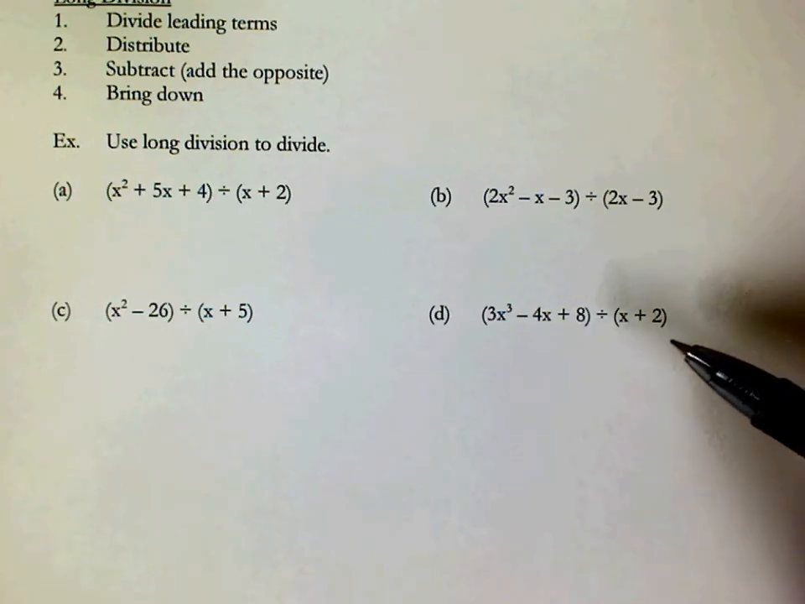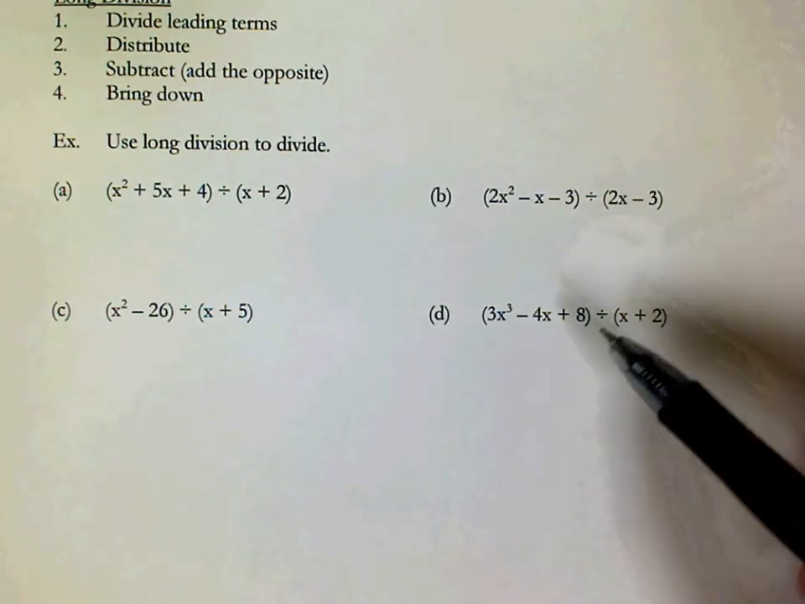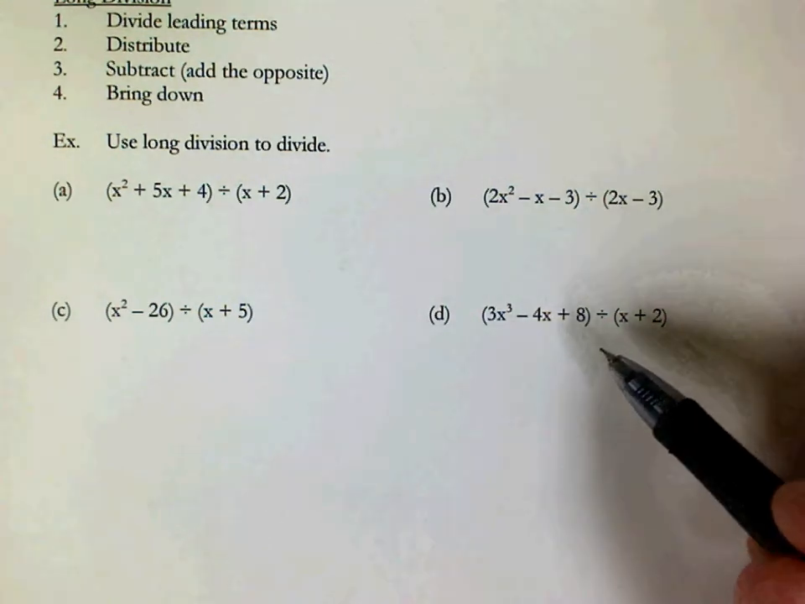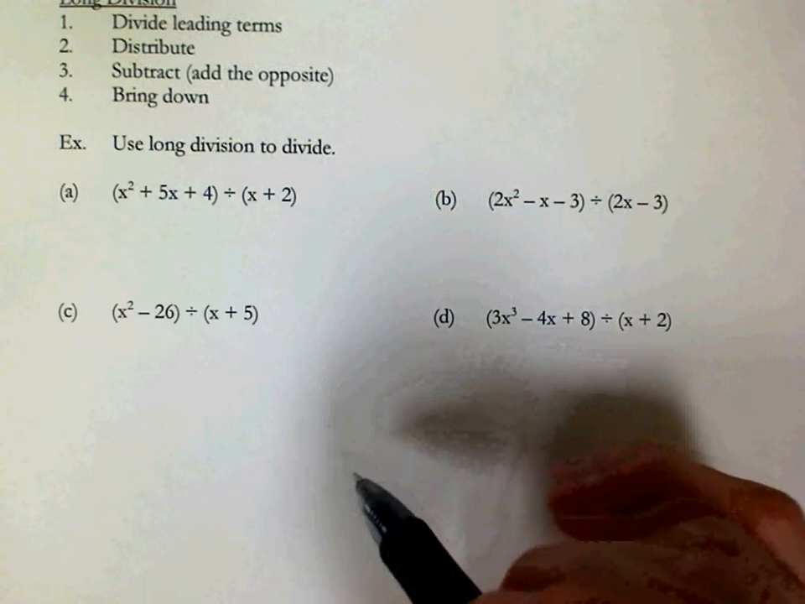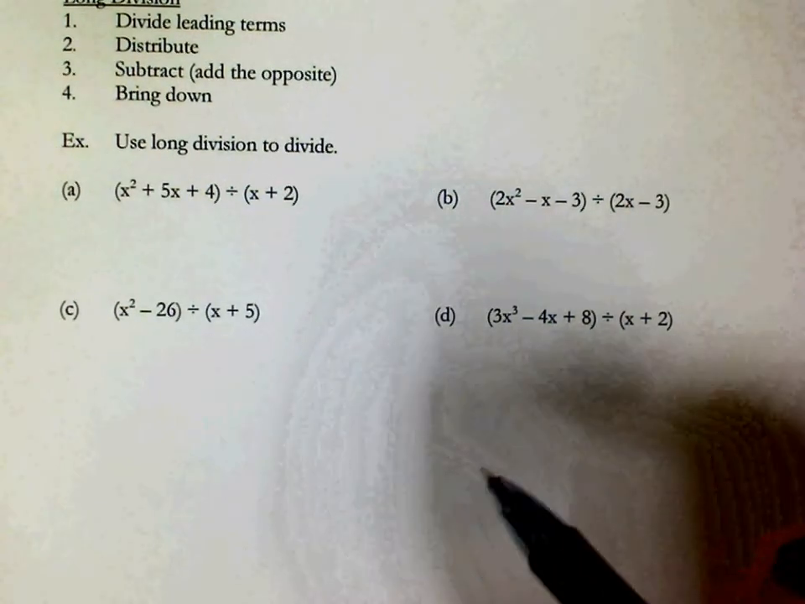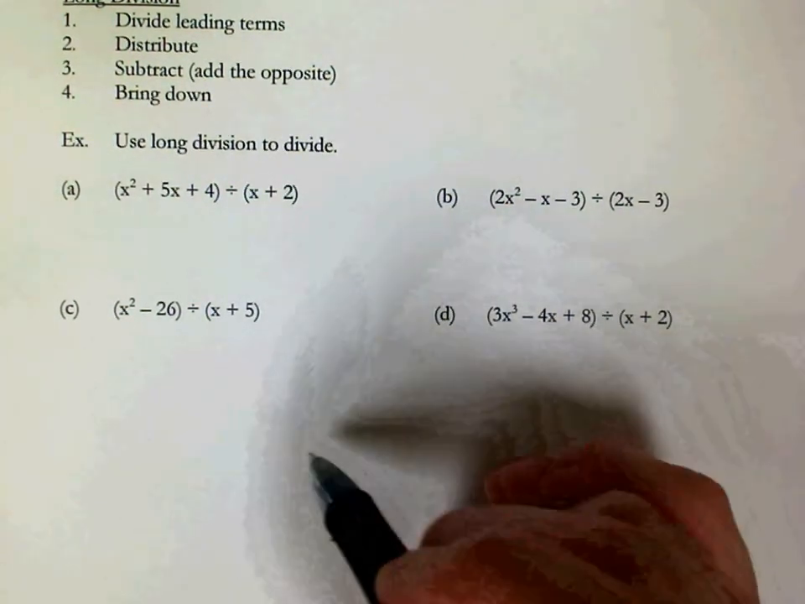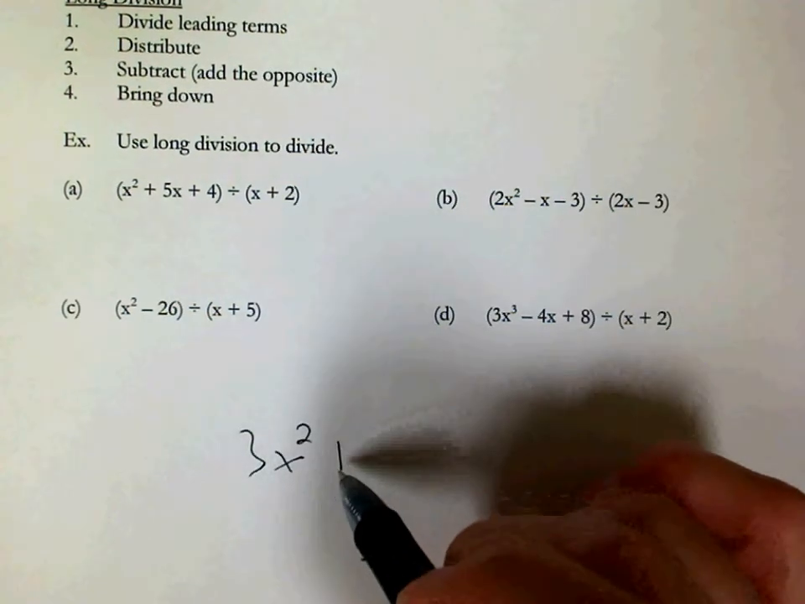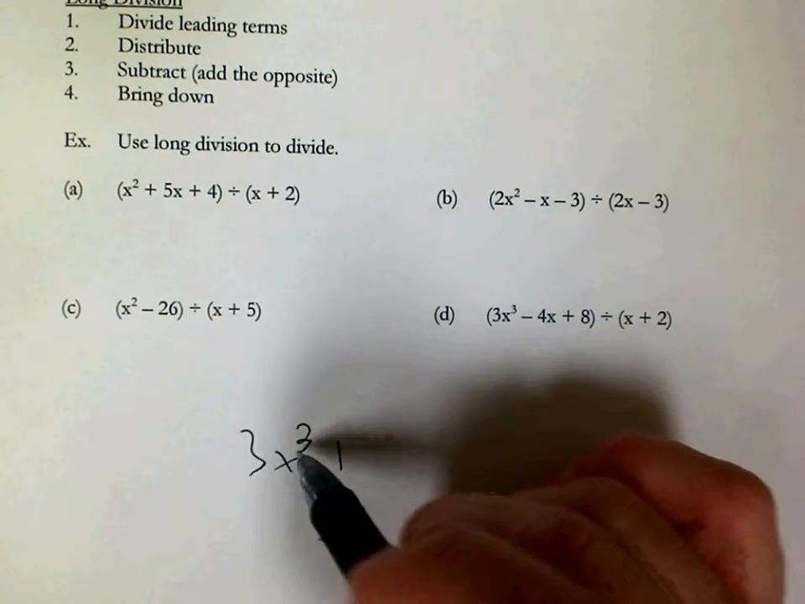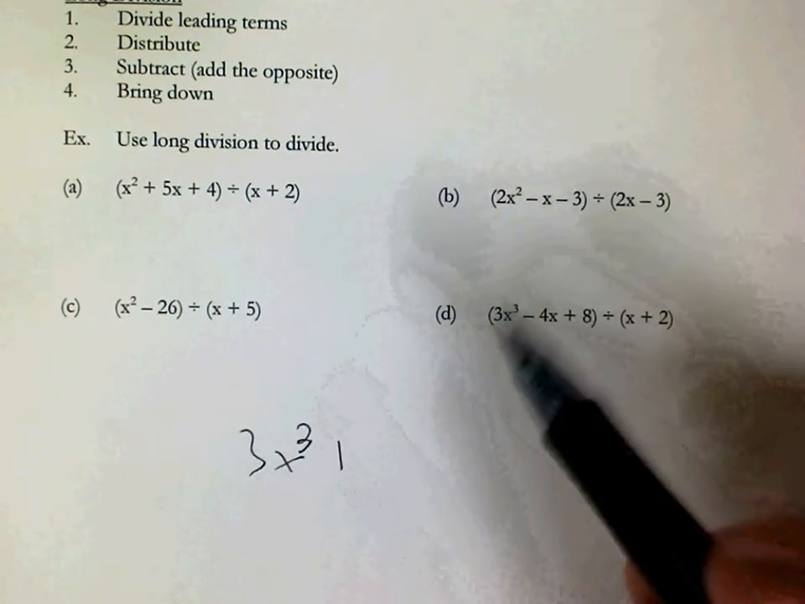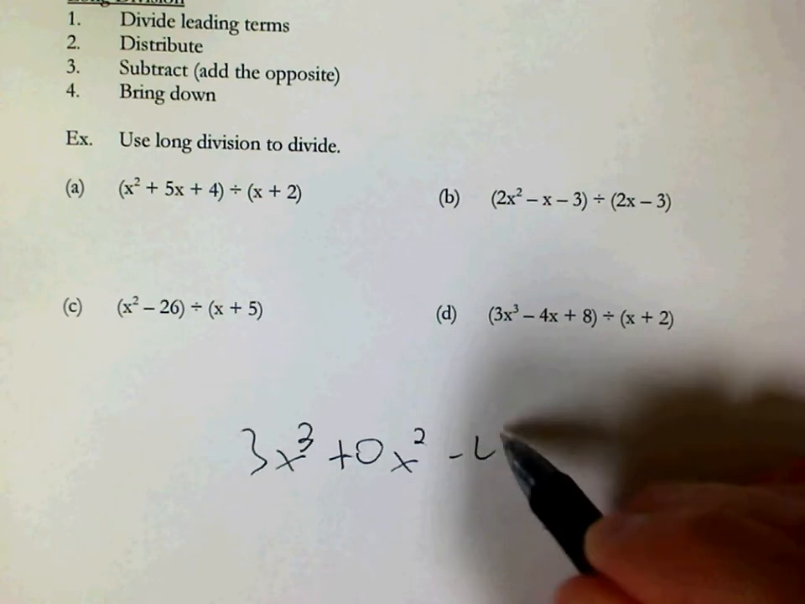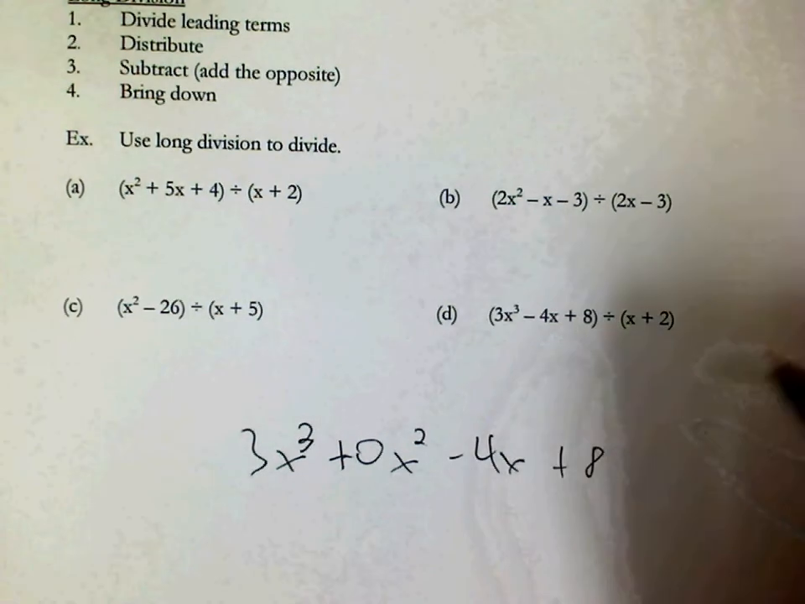Now when you look at this example, you'll see that it's missing an x squared term. So in order to write this one out correctly, we're going to have to put in the missing x squared term with the 0 as a coefficient. So let's write it like this. 3x squared, well, 3x cubed I meant, plus 0x squared minus 4x plus 8.